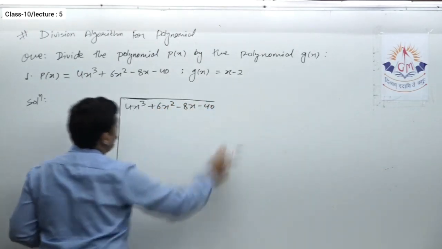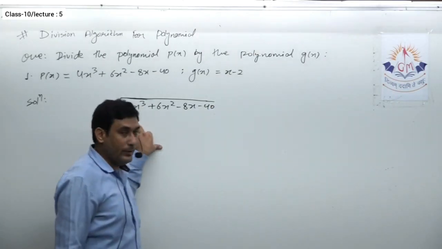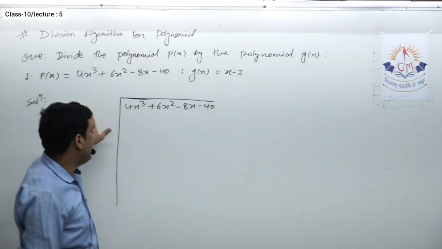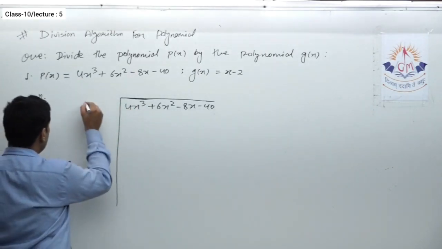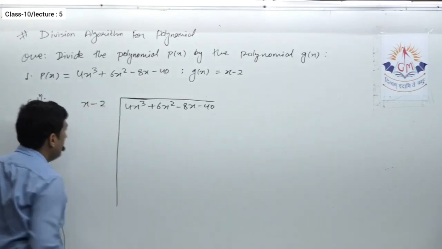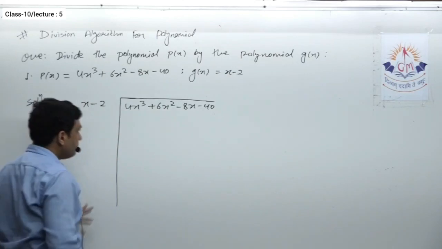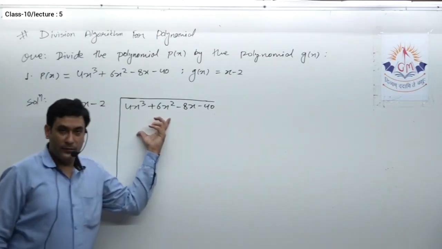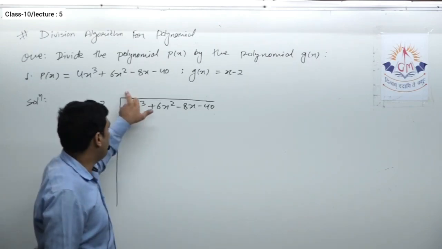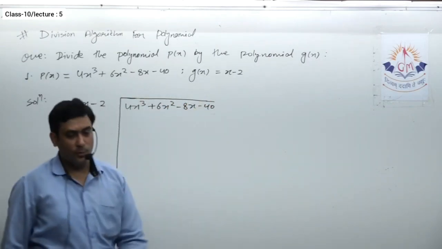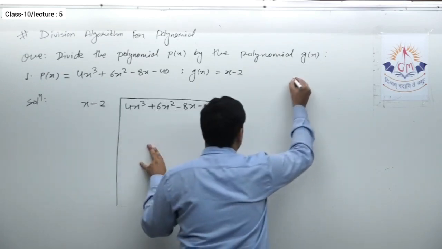Also you have to check whether g(x) is in standard form or not. That means when you write the polynomials, the dividend and the divisor must both be in their standard form. So that was the first step. Here I wrote the dividend polynomial, here I wrote the divisor polynomial. Now we have to obtain the terms of the quotient polynomial.